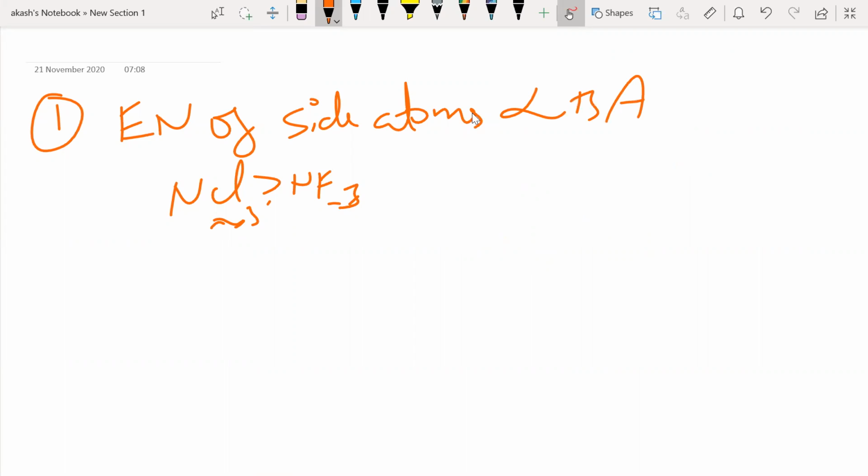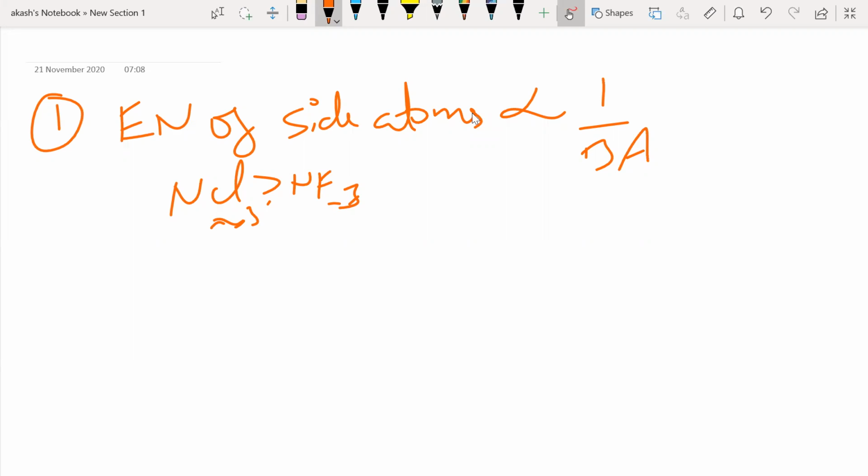Electronegativity of the side atom, if it increases, right? Oh, sorry, it is inversely related to the bond angle. Correct? Because chlorine is less electronegative and that is having more bond angle. NCl3 is having more bond angle. So whenever the electronegativity of the side atom increases, your bond angle decreases, or if it decreases, the bond angle increases. This is the first thing which you have to remember.